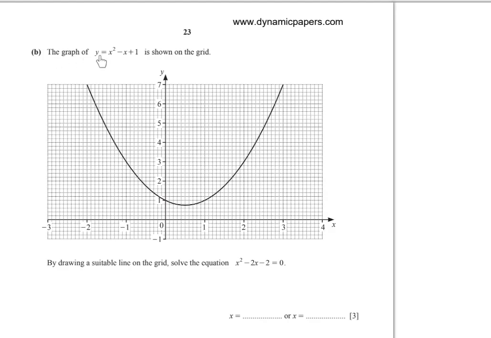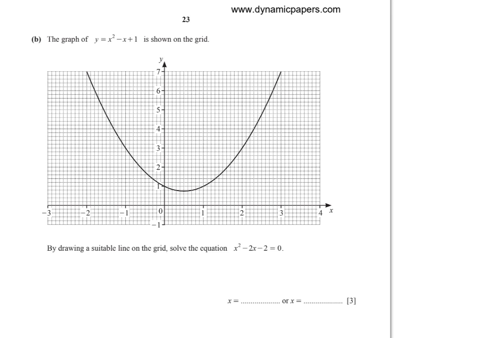B, the graph of y equals x squared minus x plus 1 is shown on the grid. By drawing a suitable line on the grid, solve the equation x squared minus 2x minus 2 equals 0. To find the equation of the suitable line, rewrite this equation such that the equation of the curve is to the left, so the equation of the suitable line is to the right. Now in this equation, we have x squared, which belongs to the curve, but negative 2x and negative 2 are not included in the equation of the curve.